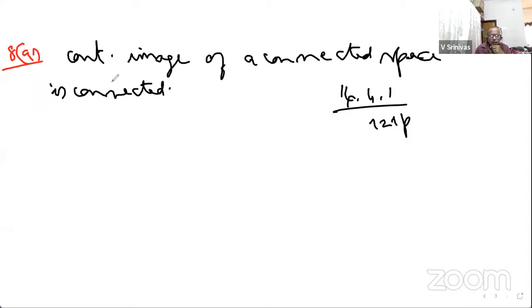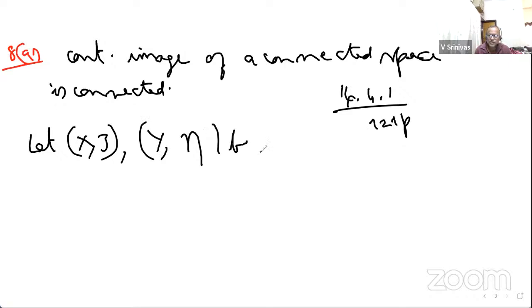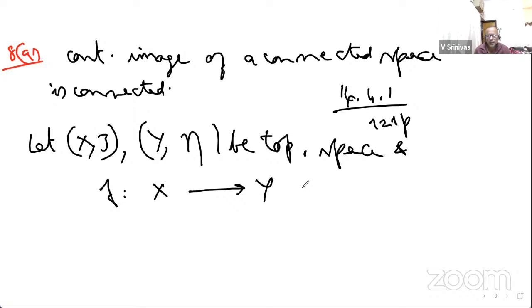Right. Continuous image of a connected space is connected. So let (X, tau) and (Y, eta) be topological spaces. Okay, and f mapping X into Y be continuous. Right. So remove this.